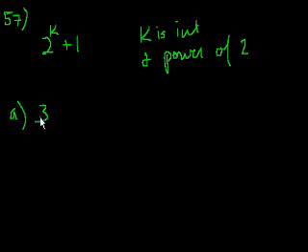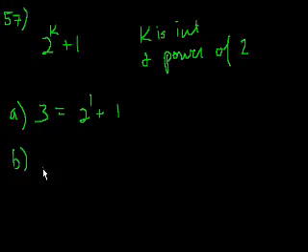So A, 3. Well, 3 is equal to what? It's equal to 2 to the 1 plus 1, right? And in this case k is 1, which is a power of 2. That's 2 to the 0. B is 5. Well, 5 is what? That equals 2 squared plus 1, 4 plus 1. And this is definitely a power of 2. 2 is a power of 2.